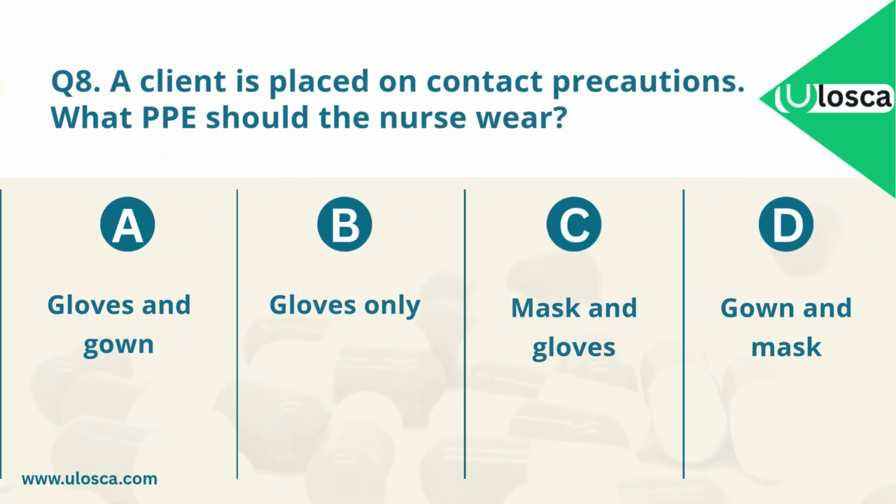Question 8. A client is placed on contact precautions. What PPE should the nurse wear? A. Gloves and gown. B. Gloves only. C. Mask and gloves. D. Gown and mask. Which one is the correct answer?